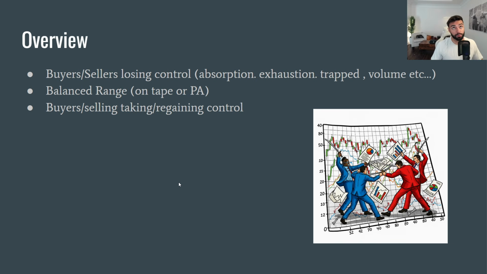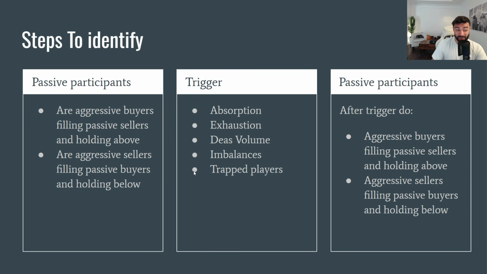Trap players are absorption. The volume dying out is exhaustion. The balance range, right? We're going to look at that on the tape and price action with candlesticks, and buyers and sellers taking or regaining control. These are the steps to identify this and how to use it for an entry trigger. It's actually pretty simple.